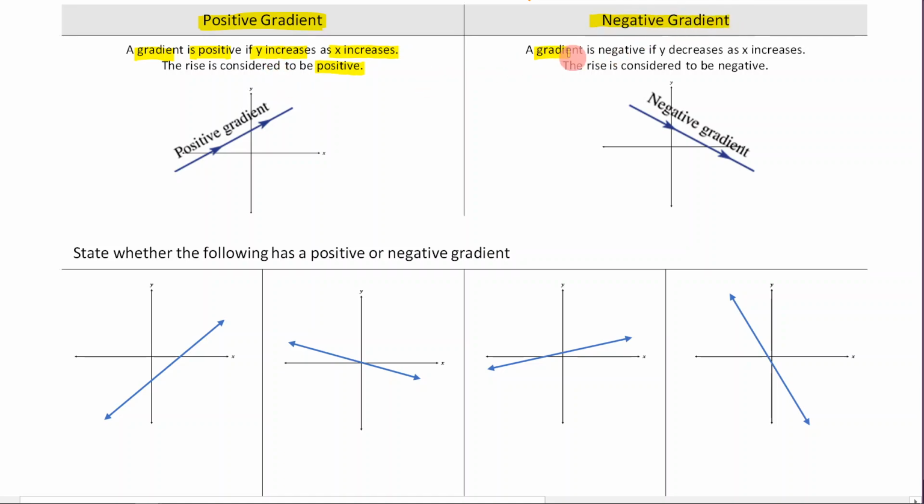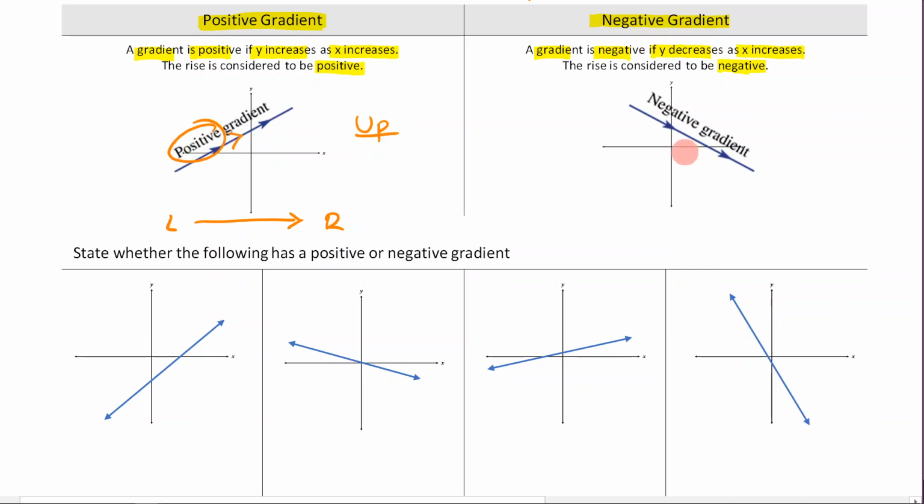A gradient is negative if y decreases as x increases. The rise is to be considered negative. Again, a real big mouthful there. And I don't want you to get lost in these definitions because there's a very simple idea that we're getting at here. I want you to look at this graph from left to right. From left to right, is it going up or down? Well, from left to right, it's going up. And because it's going up, we say it's got a positive gradient.